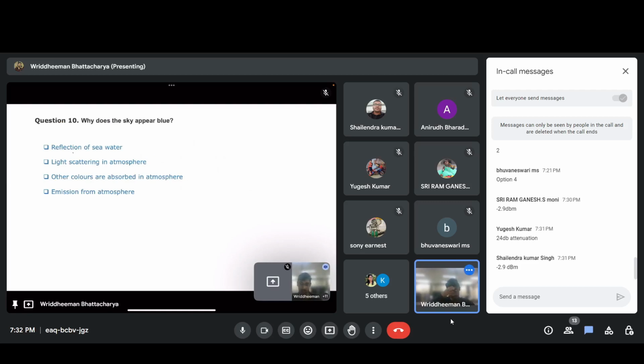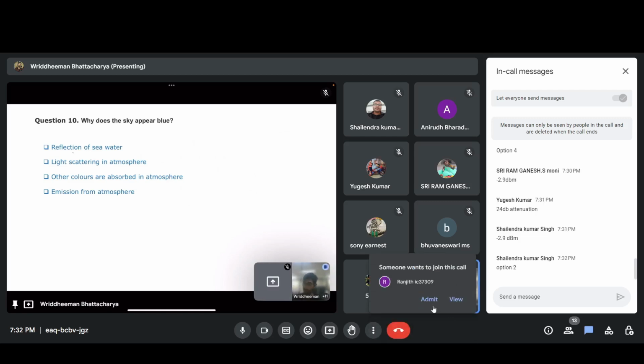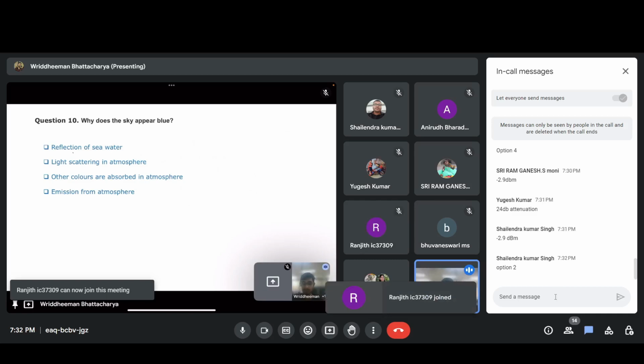Why does the sky appear blue? The options are reflection of seawater, light scattering in atmosphere, other colors are absorbed in the atmosphere, and emission from atmosphere. Can any one of you try it out? Option two, Challenger is telling option two.